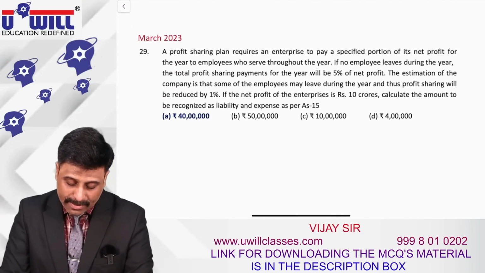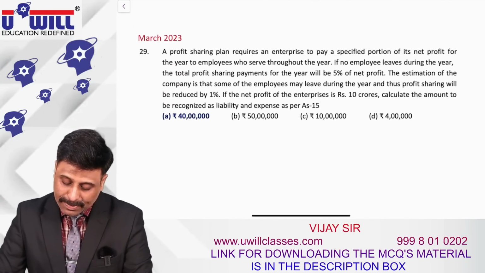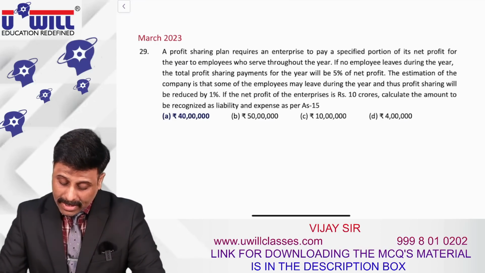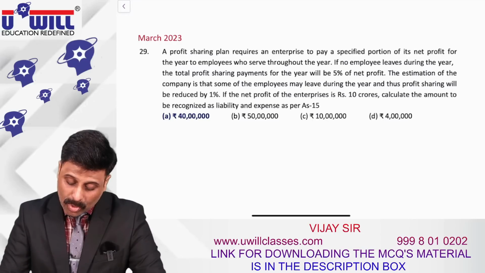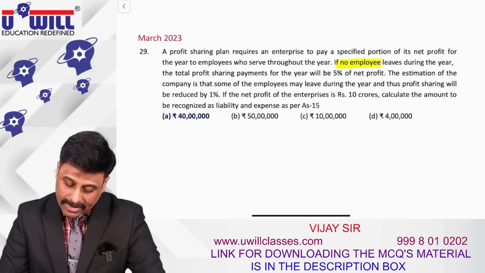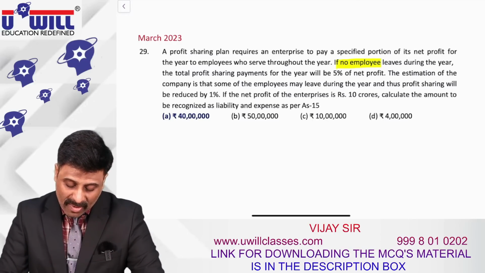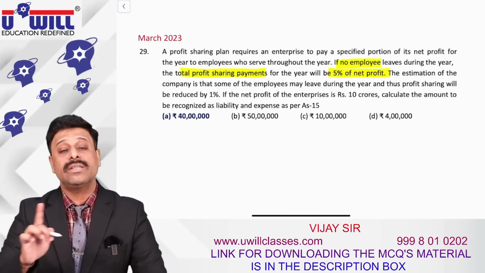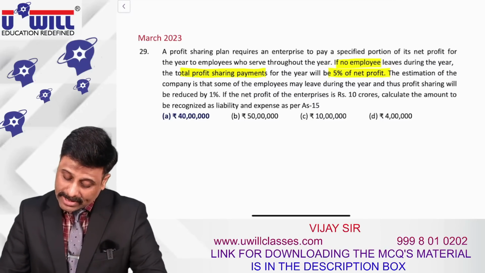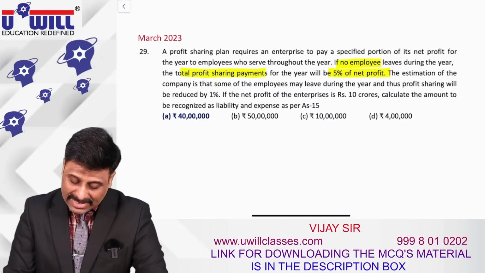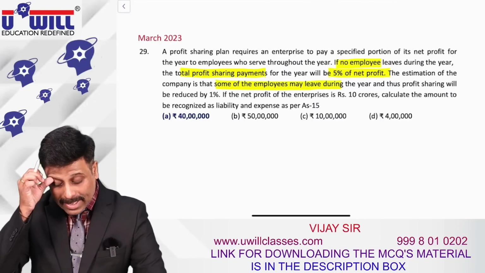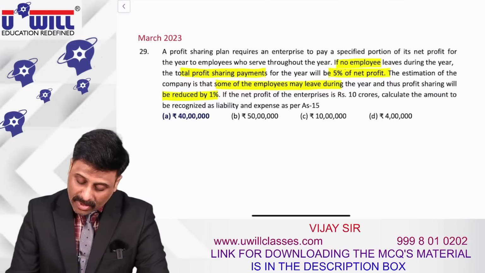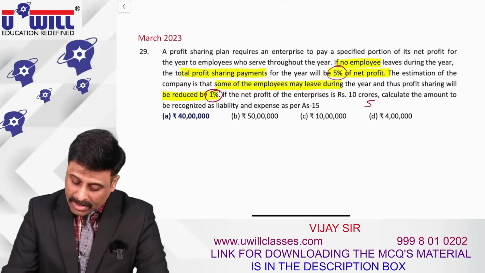A profit sharing plan requires an enterprise to pay a specified portion of its net profit for the year to employees who serve throughout the year. If no employee leaves during the year, then the total profit sharing payments for the year will be 5% of net profit. But when will it be 5%? जब कोई भी छोड़ के नहीं जाएगा, when no employee leaves during the year. The estimation of the company is that some of the employees may leave during the year, and thus profit sharing plan will be reduced by 1%, means instead of 5% it will become 4%.